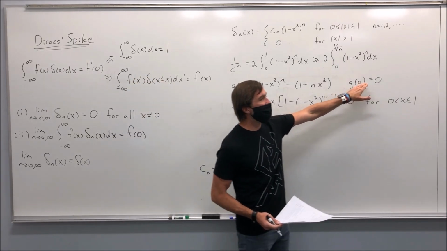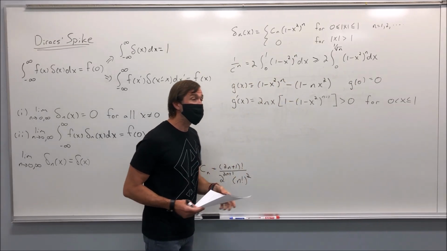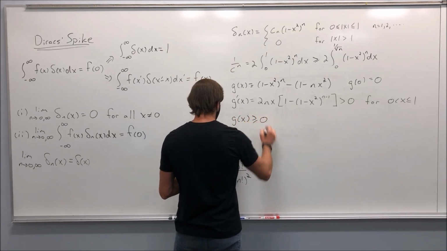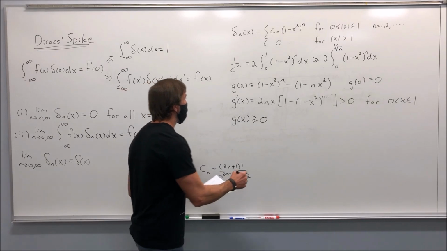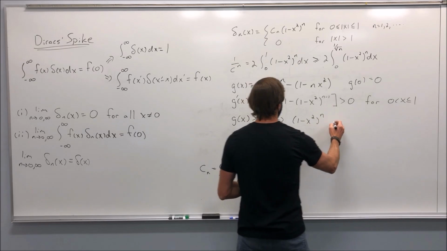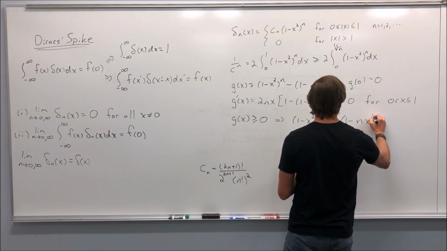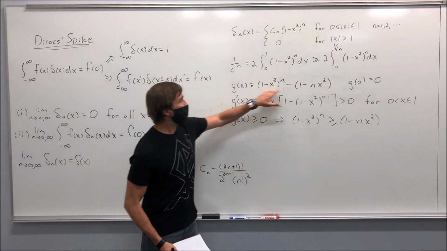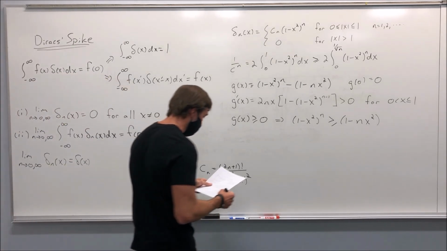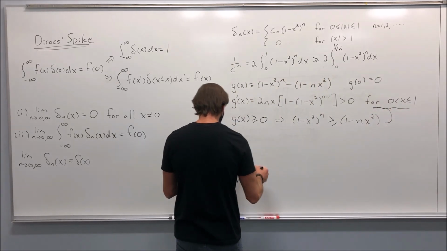Based on the observation that it starts at 0 and then the derivative is positive over the range from 0 to 1, it's positive, right. So g of x is greater than or equal to 0, but that means that (1 minus x squared)^n is greater than or equal to 1 minus n x squared. It's the definition of g of x, and you're saying it's positive. Okay? And again, this is for that set of x.